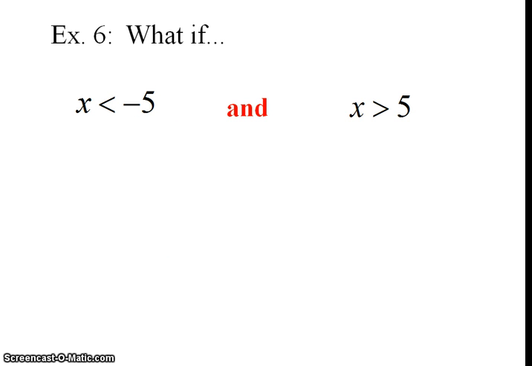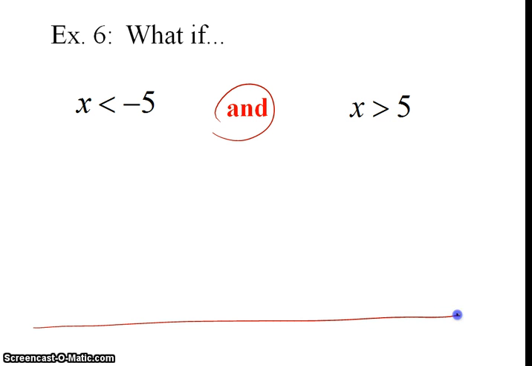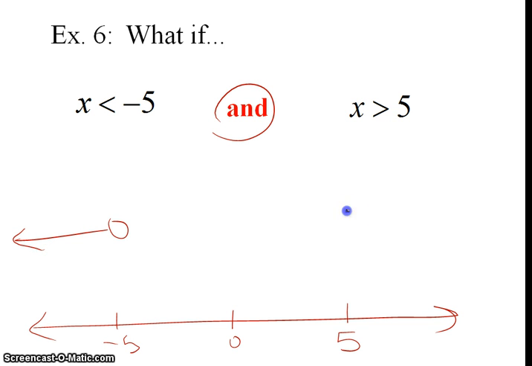Okay, let's look at another scenario. What if x is less than negative 5 and x is greater than 5? Well, let's do those helper graphs again. Okay? So here's negative 5, here's 0, here's 5. If x is less than negative 5, I'm going to do a little helper graph up here that goes this way. And if x is greater than 5, I'm going to do a helper graph up here that goes this way. And if we all recall what and means, it's overlap.